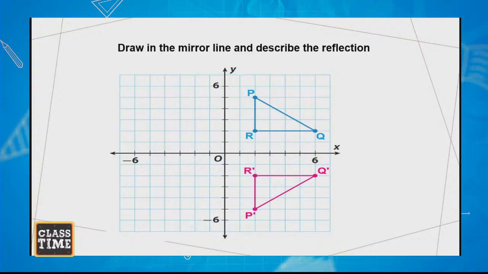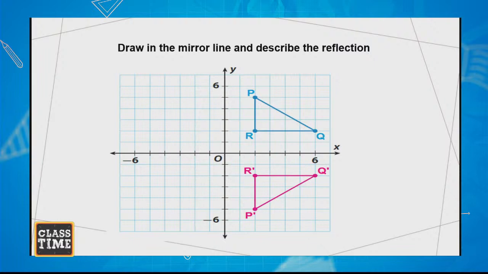Here's another one. Draw the mirror line and describe this reflection. I will always like it easy. Let me look from R to R prime. My count is 4 units, right? That's true. You preempted this one.